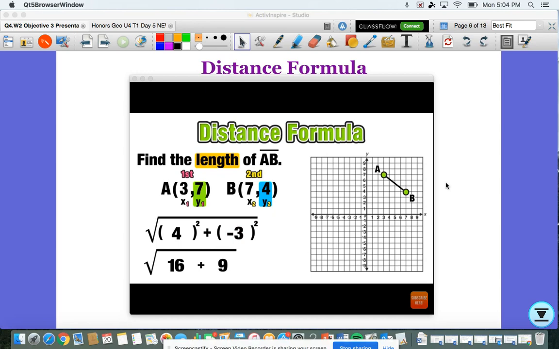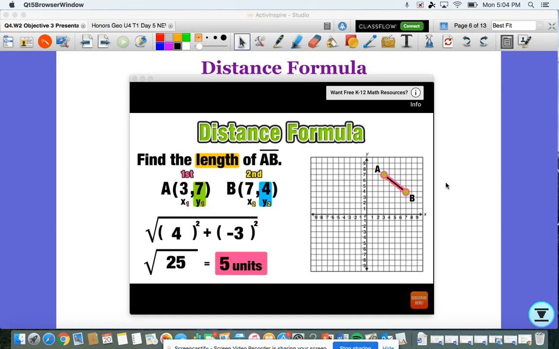Remember, a negative number squared is a positive value. And we know that 16 plus 9 is equal to 25. And finally, we can evaluate the square root. The square root of 25 is equal to 5. So what we just found is that line segment AB is 5 units long.